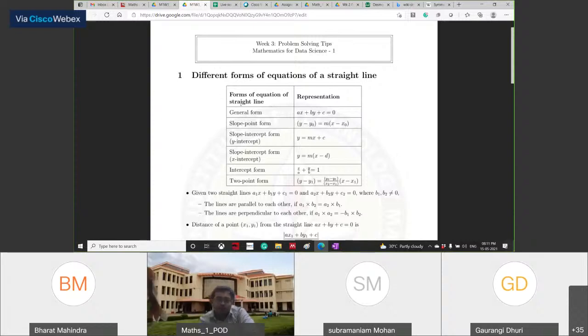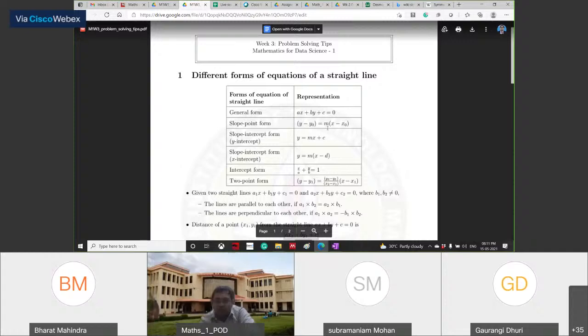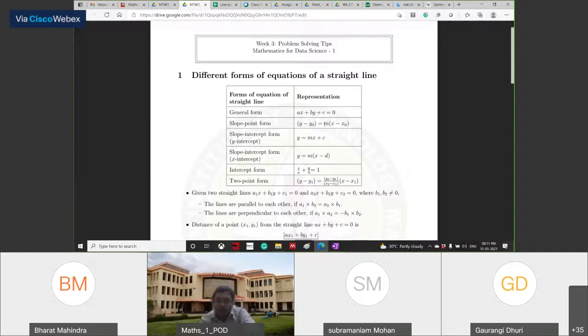So slope point form means there are two things given. One is slope, that is m. Another thing is a point. Sorry, 1 point is given, that is x0 and y0. The coordinates of 1 point are given. So that is slope and point. So that is slope point form. General form is this one: ax plus by plus c equals to 0.